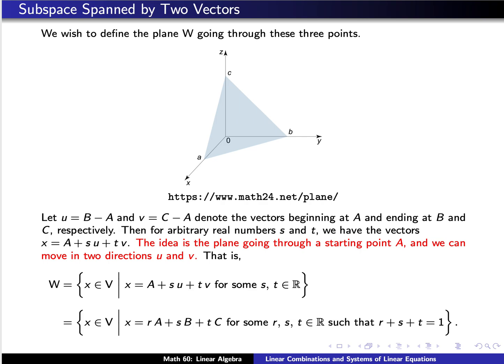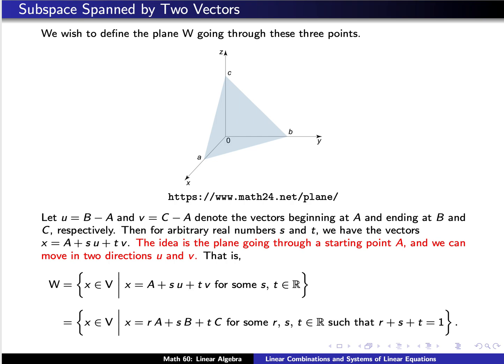The idea here is that if we want to have a plane, then we'll have it going by starting at the point A, and we can move now in two directions along this plane, either in the u direction or in the v direction. This is what we mean by our plane going through these 3 points.